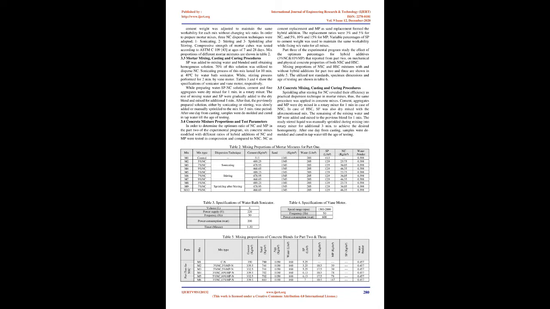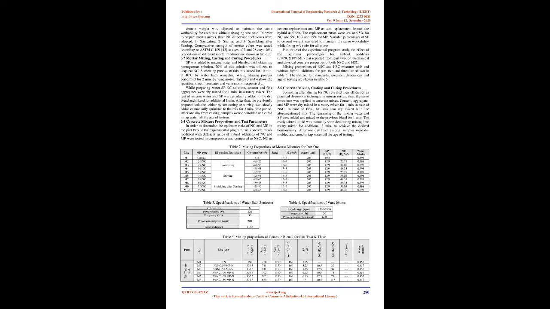In the third part of this experimental program, compressive strength, flexural strength, splitting strength, bond strength, stress strain behavior and permeability of NSC and HSC concrete modified with the optimum percentages of hybrid additions obtained from Part 2 were studied and compared to NSC and HSC. In addition, TGA and SEM analysis verified the hardened concrete microstructure.